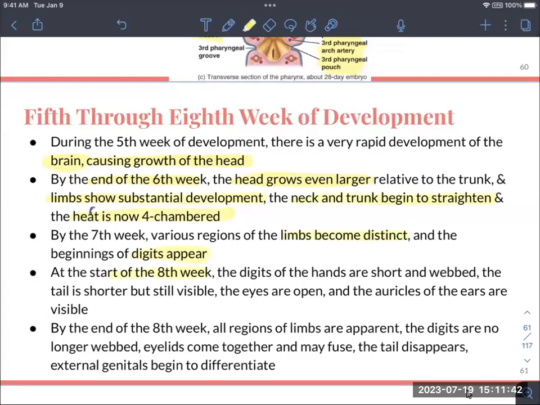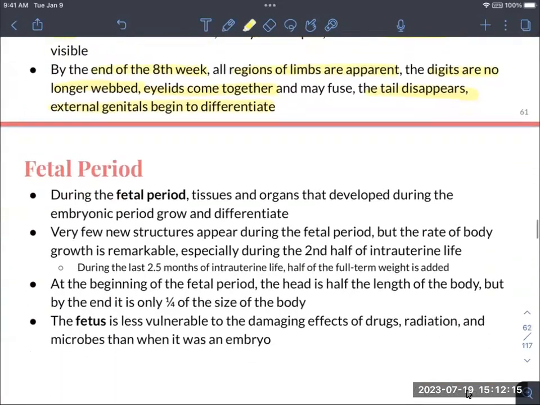So at the start of that 8th week, the digits are webbed. We still have a tail. The eyes tend to be open. The auricles of the ears are starting to be visible. So by the end of the 8th week, all parts of the limbs are present, and the digits are no longer webbed. The eyelids actually come together. That tail disappears. And this is when the external genitals start to differentiate.